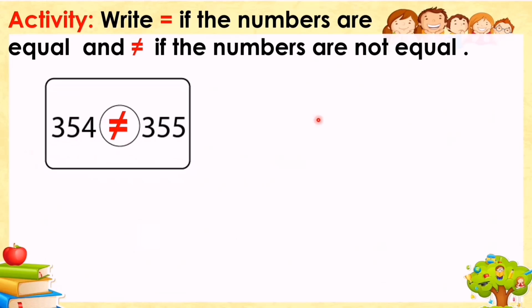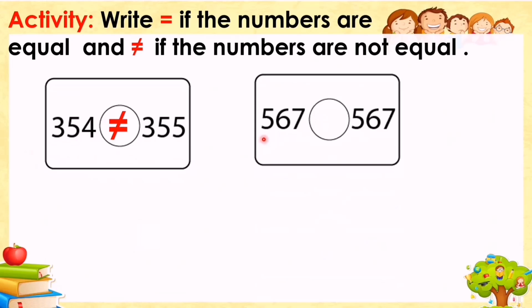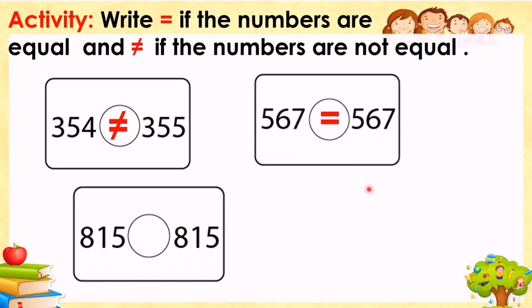Okay, how about the next one? Okay, we have here 567 and 567. The numbers are the same, so you are going to write here equal sign. Okay, next, 815 and we have 815 again. So are they the same or not the same? Yes, very good. They are the same. So the correct answer here is equal sign.